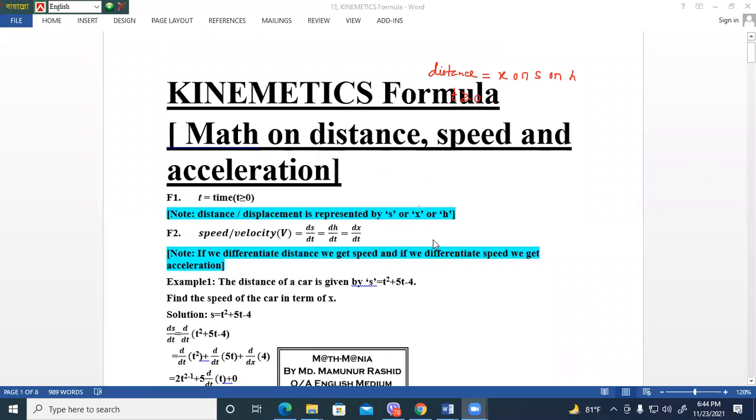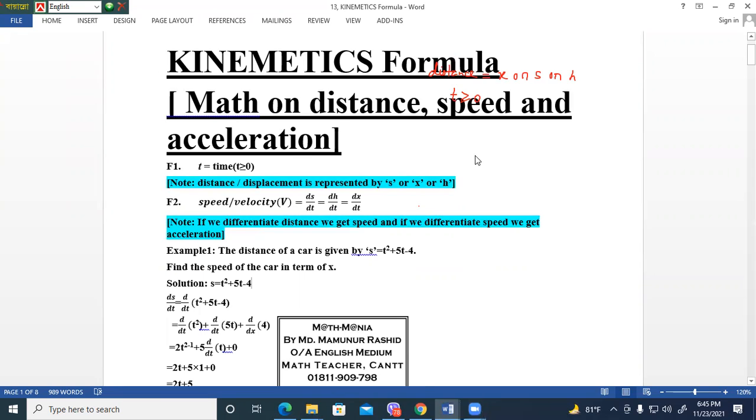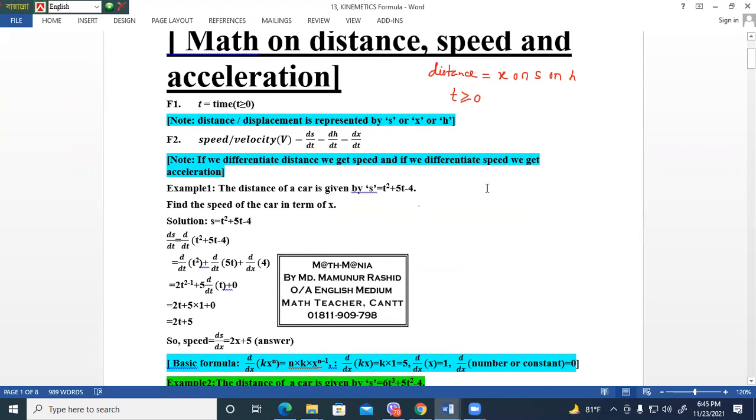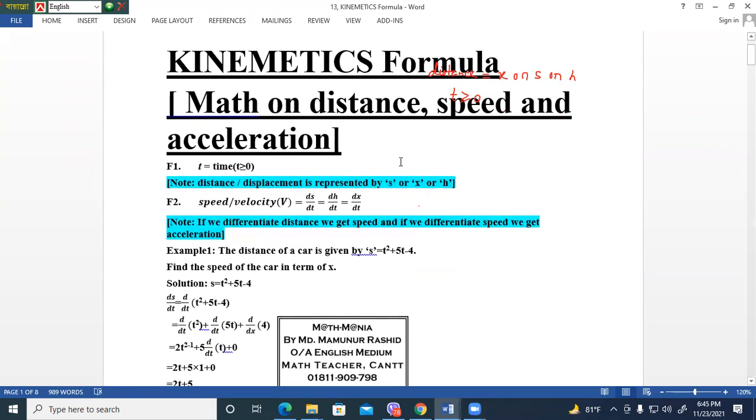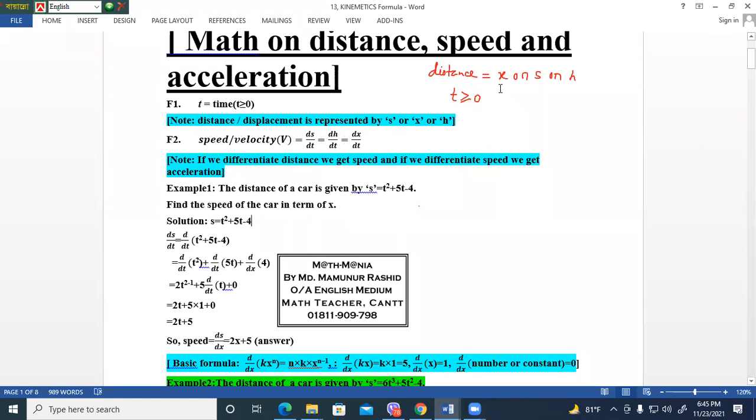So dear students, the chapter name is Kinematics. This is both for Maths B and Pure Maths. This maths is based on distance, speed, and accelerations. Distance is represented by x or s or h, and time will always be greater than or equal to 0.